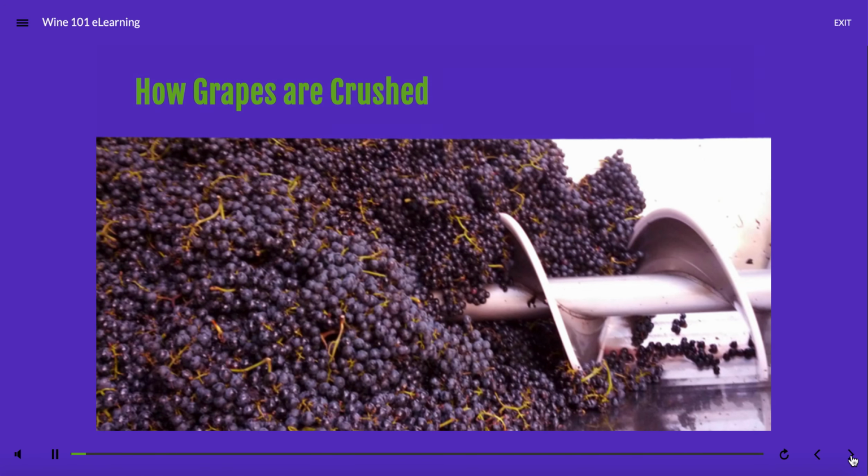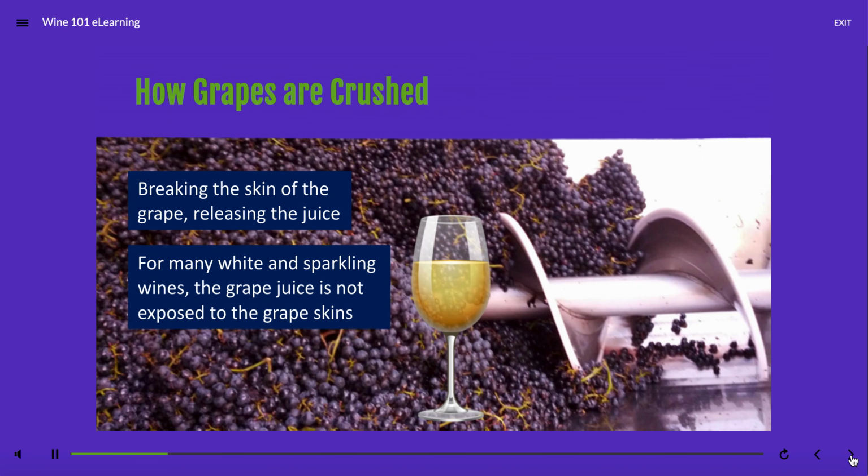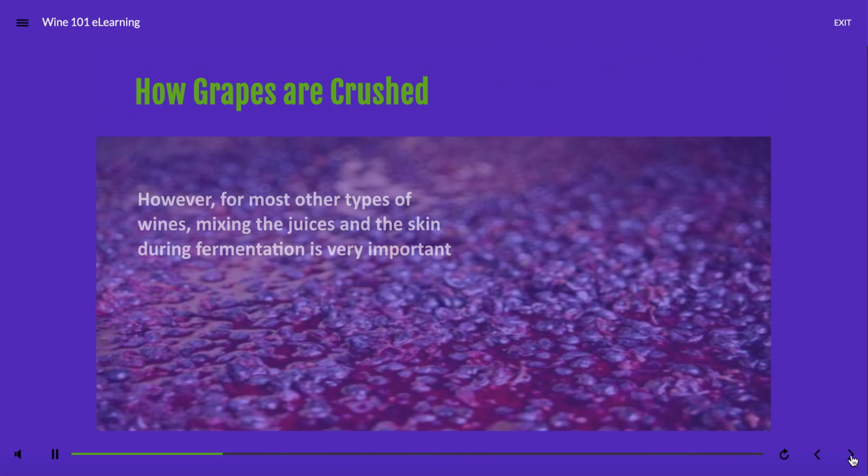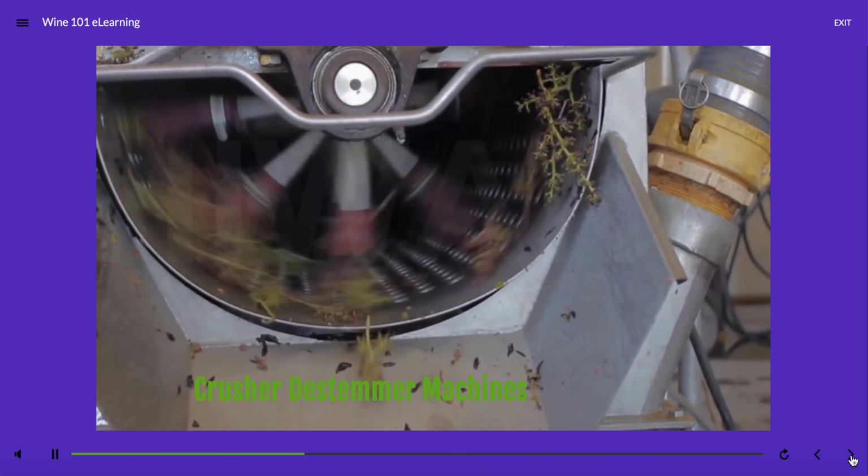How grapes are crushed. Crushing the grapes is the process of breaking the skin of the grape, releasing the juice. For many white and sparkling wines, the grape juice is not exposed to the grape skins. However, for most other types of wines, mixing the juices in the skin during fermentation is very important. Wineries now use crusher destemmer machines to crush and remove the stems from the grapes. The grapes are funneled from containers into the machine, destemmed, and then crushed.